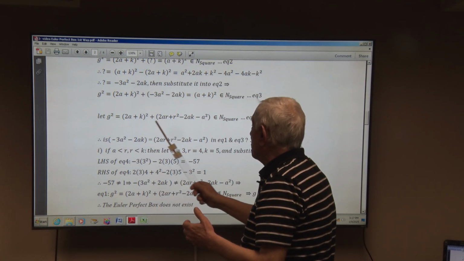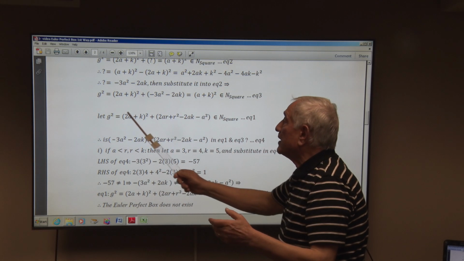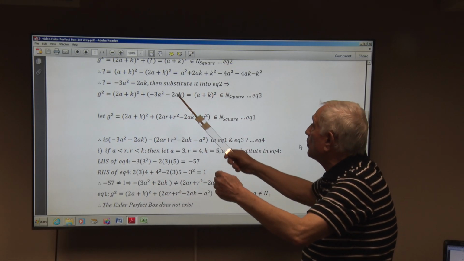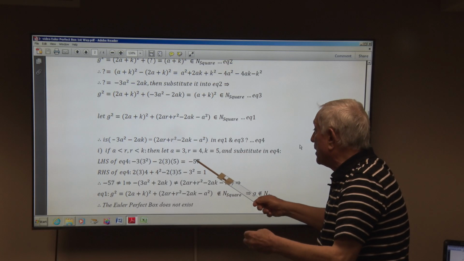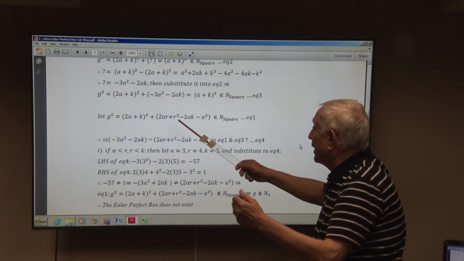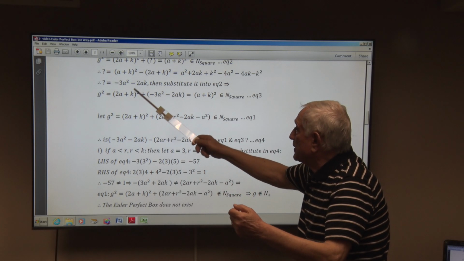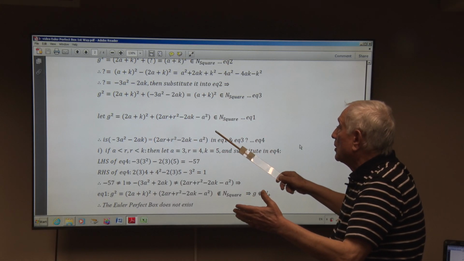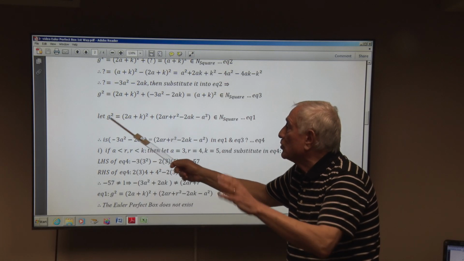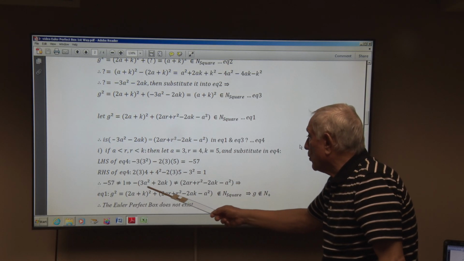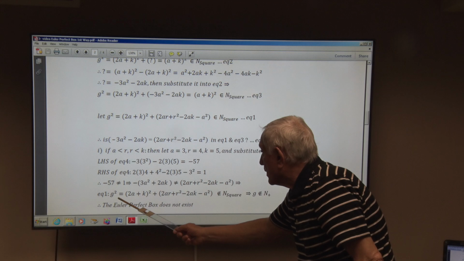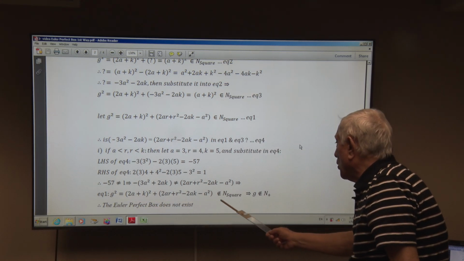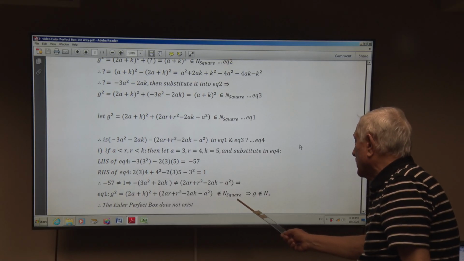That means it is impossible to be a square. It isn't. Why? Because this is not equal to that. If those two were equal by number, by substitution, I could tell yes, this G is the same as this G. Because this is square, this should be square too. But this one is wrong, not square. When it is not square, G does not belong to n square.